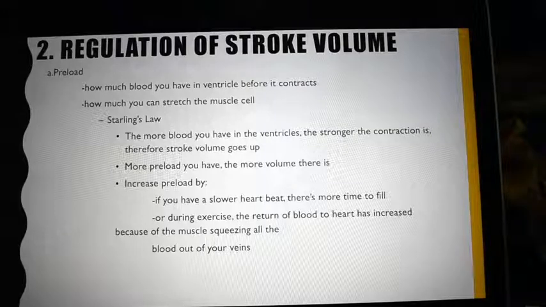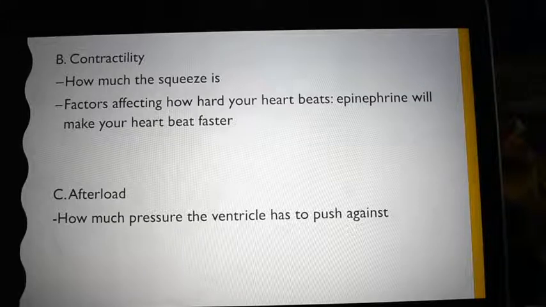You can increase preload if you have a slower heartbeat, because there's more time to fill. Or during exercise, the return of blood to the heart has increased because your muscles are squeezing all the blood out of your veins. Contractility is how hard the squeeze is, and a factor affecting how hard your heart beats would be epinephrine, for example, which will make your heart beat faster. And then the afterload is how much pressure the ventricle has to push against.